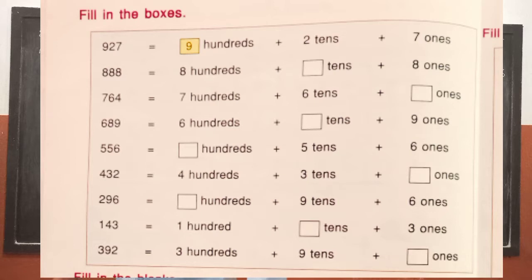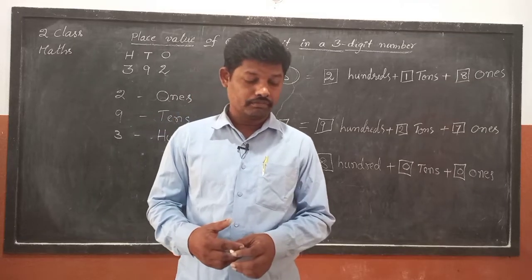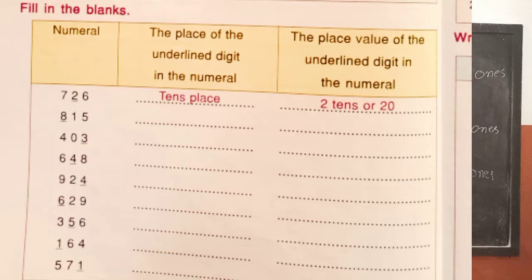So page number 84, fill in the boxes is given. Page number 84, fill in the boxes. You have to write the numbers in the particular boxes. Some are already filled, some empty boxes are there, you fill that. Okay. Next one, fill in the blanks. Second one also see.